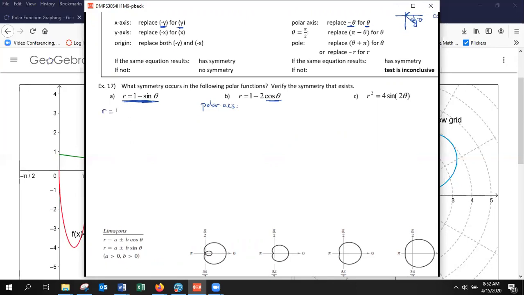Like if I have r equals 1 minus sine of negative theta, that is 1 minus, if you remember, sine is an odd function, so we can take that negative out. 1 minus negative sine of theta, and that's due to the fact that this is odd again. So that gives us the equation 1 plus sine theta. Well, 1 plus sine of theta is not the exact same equation as what we have up here. So therefore, there is no polar axis. So this is a proof of why we have no polar axis symmetry.